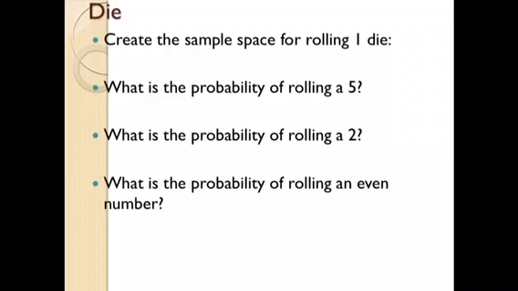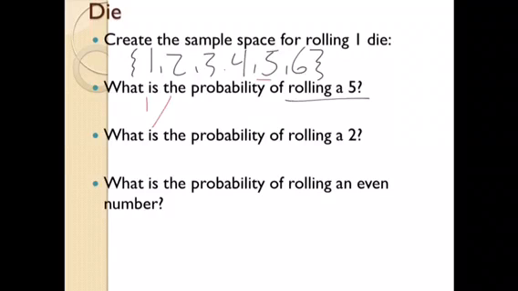Alright, so to begin with, we have a very simple problem. Create the sample space for rolling one die. We did this in class. We have all the numbers from 1 to 6: 1, 2, 3, 4, 5, and 6. The next question then is, what's the probability of rolling a 5? How many 5s are there? Well, there's only one 5, so the number of things in the event is 1. How many things were in the whole sample space? There were 6, so our probability is 1/6.